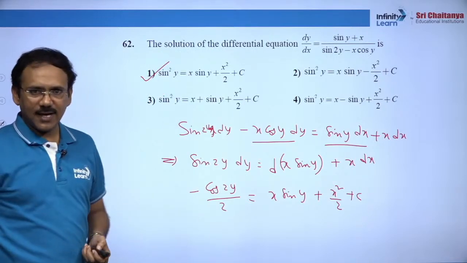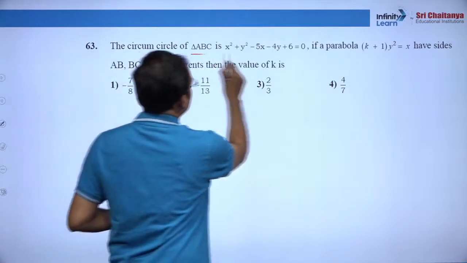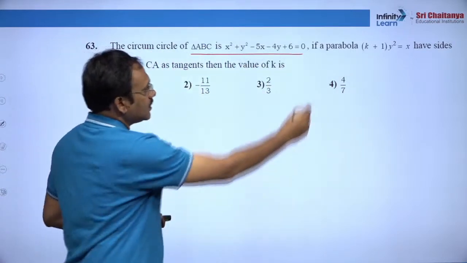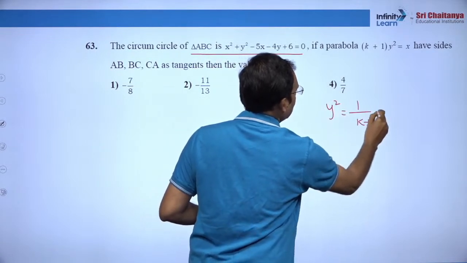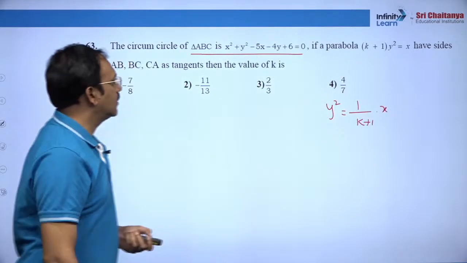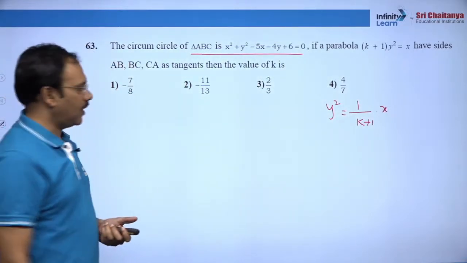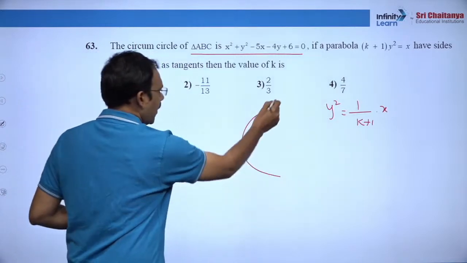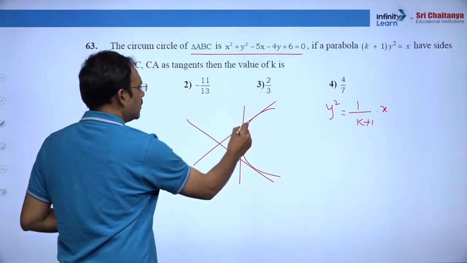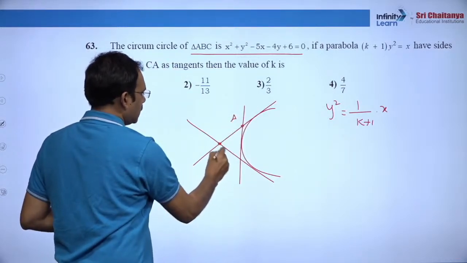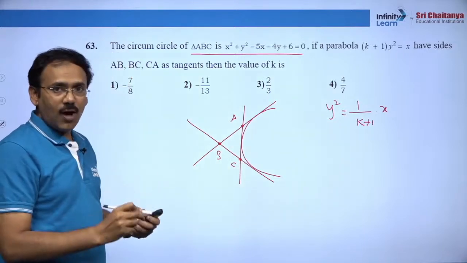Okay. Then the third question: the circumcircle of triangle ABC is given, where there is a parabola y square = 1 by (k + 1) into x, having sides AB, BC, CA as tangents, then the value of k. You see, my dear friends, suppose this is the parabola, these are the tangents. Suppose this is A, B, C. This is triangle ABC. Triangle ABC is formed by the tangents.